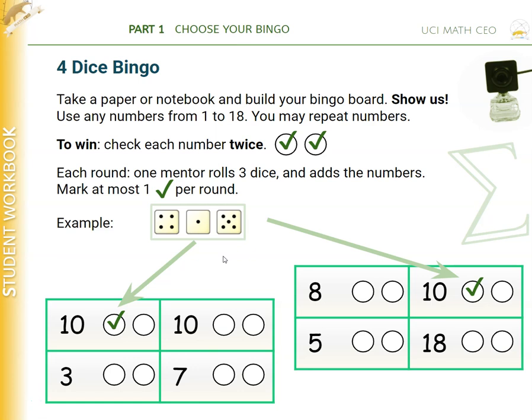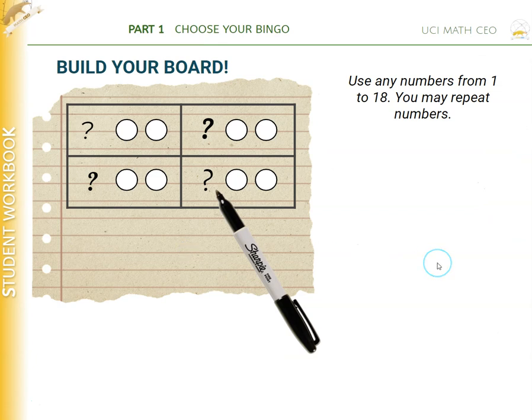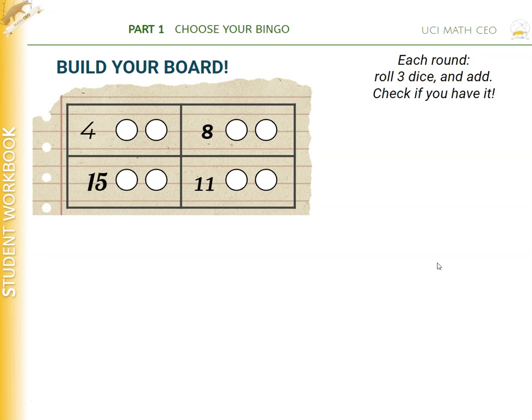On each round we're going to roll 3 dice, either virtual dice or real dice, and hopefully they're real, and we add the numbers. So here's some examples. Let's actually do a more thorough example. Let's say I'm a student and I get a piece of paper and I write these 4 numbers: 4, 8, 15, and 11. And let's play a few rounds.